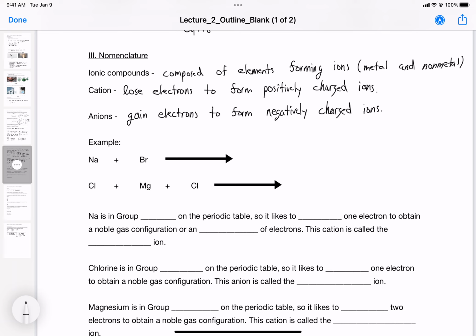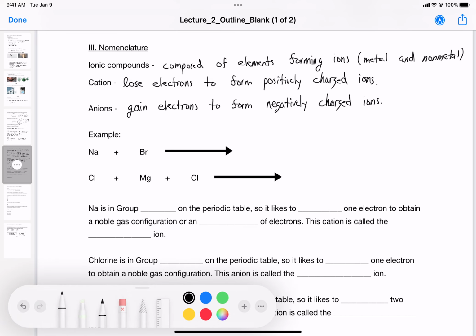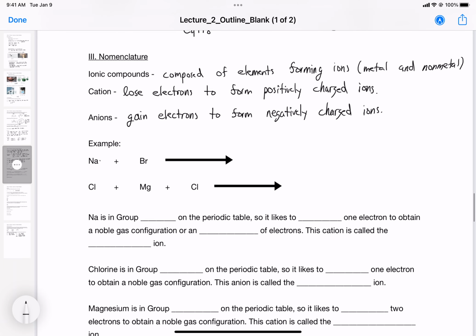So let's go over some examples here. So first we have this sodium atom. So we know the sodium atom has one valence electron. It's in group 1 of the periodic table. So let's put one electron on sodium. Then bromine is in group 7 of the periodic table. And so group 7 means you have 7 valence electrons. So we're going to write 7 electrons around bromine.